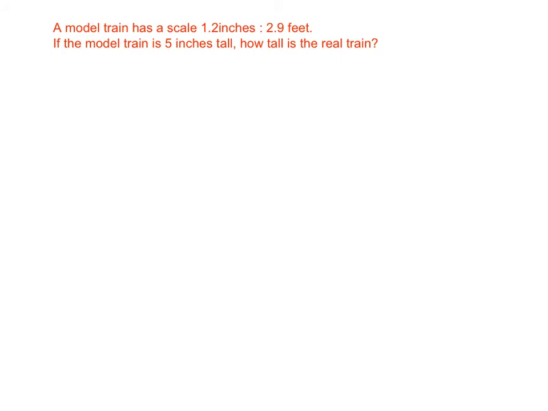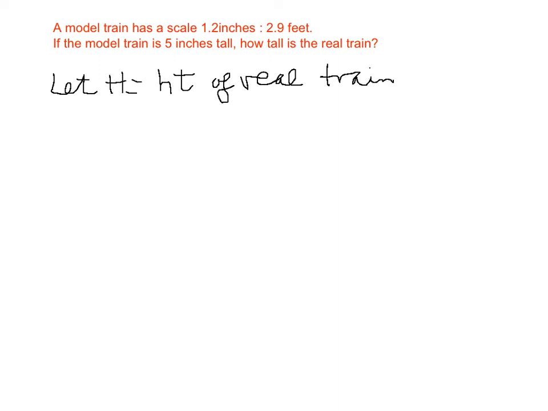So here's an application, a word problem that involves proportions. So read it, and let's try to figure this out. So how tall is the real train? So let's let h equal the height of the real train. And what I can do now is simply write that scale. 1.2 inches is to 2.9 feet as 5 inches is to the actual height.